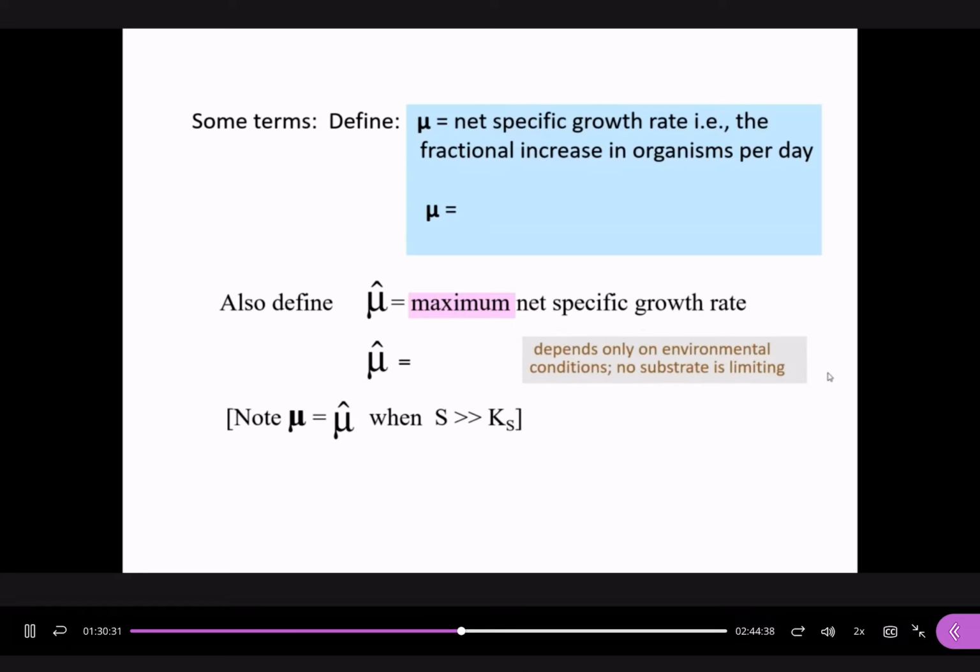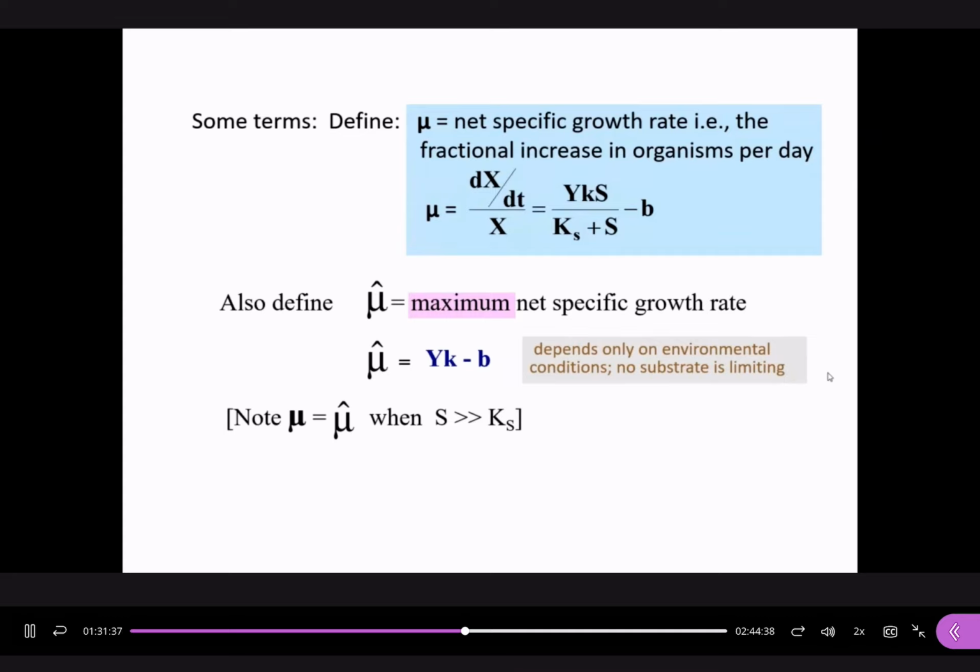And then we have today's second important concept. The first one is yield. The second is net specific growth rate, mu. And we define mu as this term. So the first important concept is yield. The second concept, net specific growth rate, is this term: Y times K times S over Ks plus S, minus B.